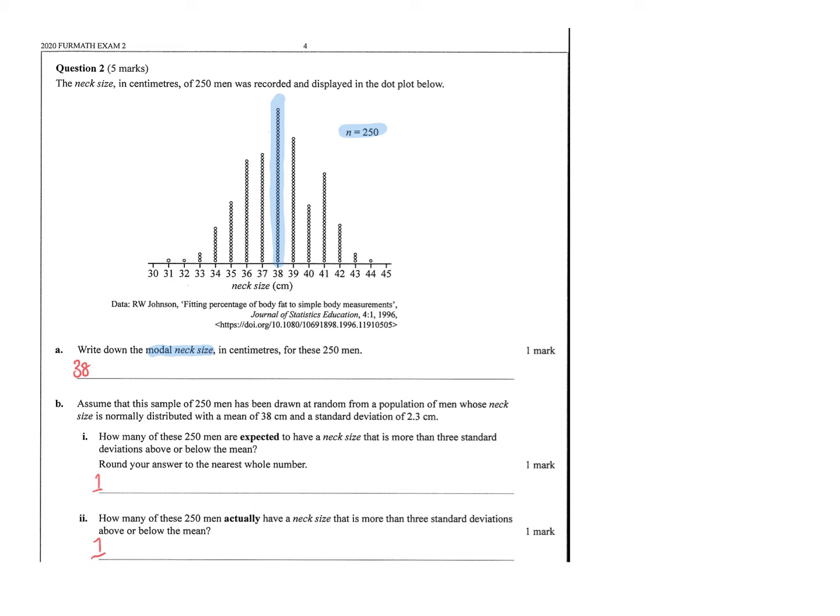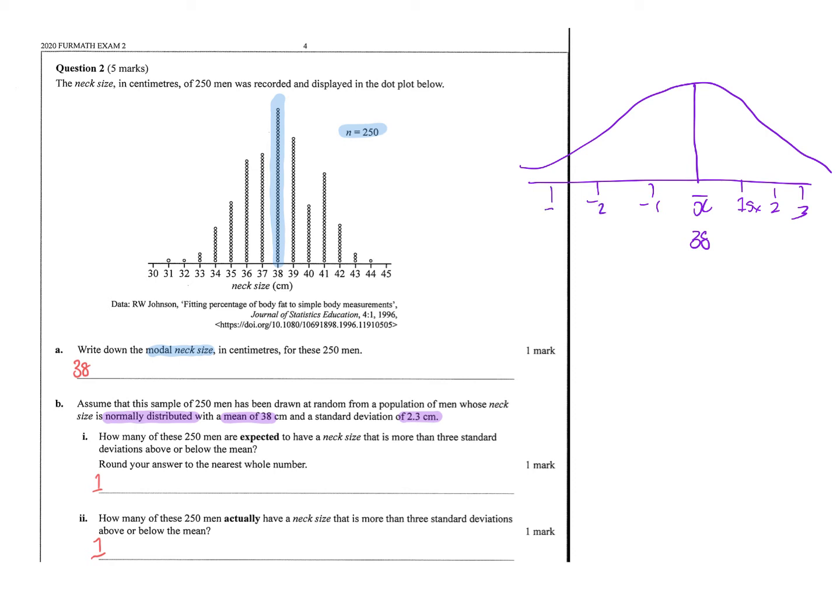centimetres. Now it says, assume the sample of 250 men has been drawn at random from populations whose neck sizes were normally distributed. So now they're telling me that we're doing that bell-shaped thing. So we've got a mean of 38 and a standard deviation of 2.3. What you've got now, if we do this bell shape, this is what we're talking. As soon as they say normally distributed, we're probably going to be dealing with this bell shape, and we're going to have the 1 standard, 2 and 3, minus 1, 2 and 3.